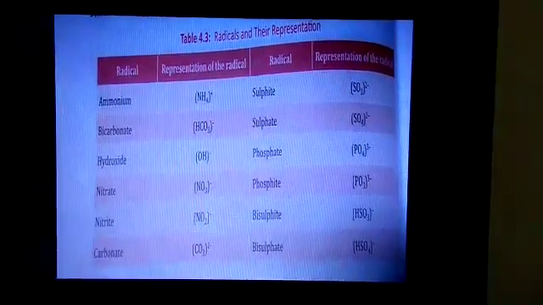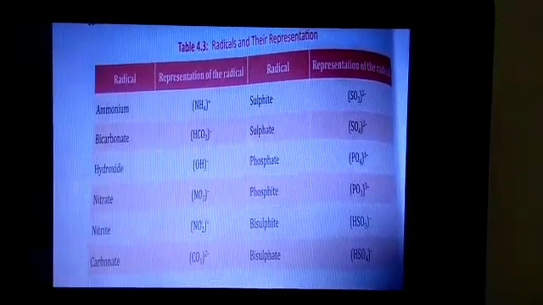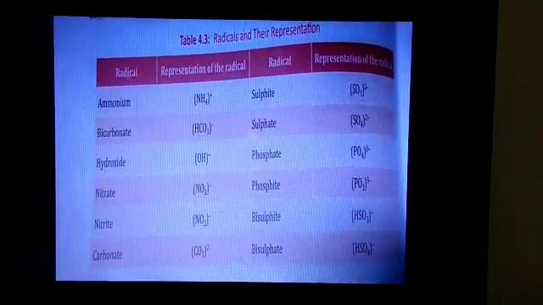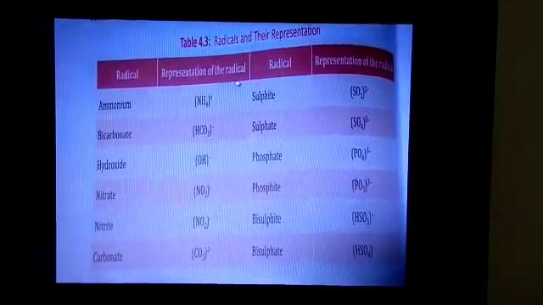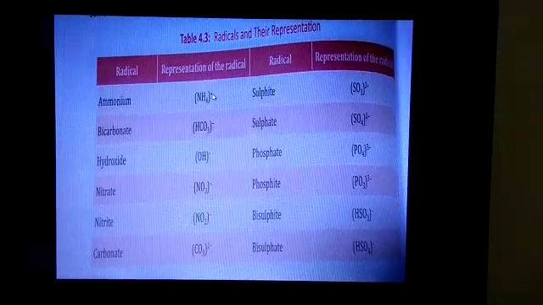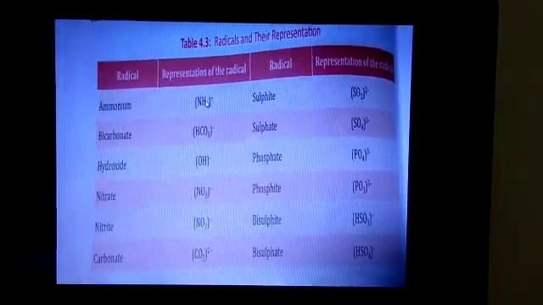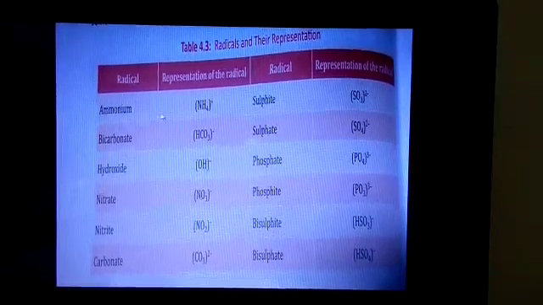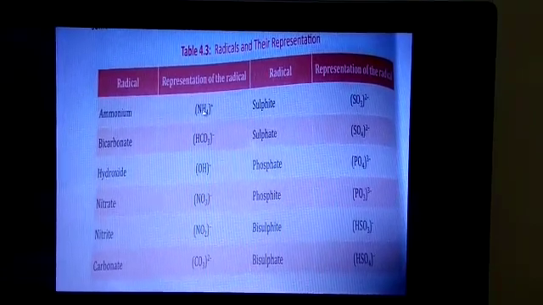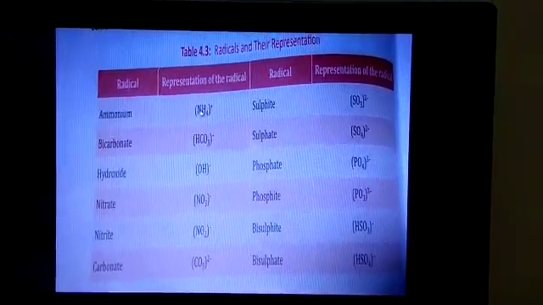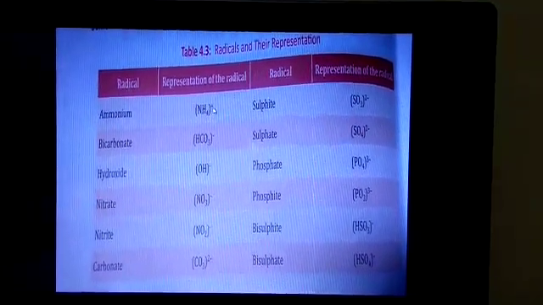Some examples are here: ammonium, NH4+, and bicarbonate, HCO3-. You can see here, students, this plus one charge is for the whole ion, for hydrogen as well as for nitrogen, because the ammonium ion is made from nitrogen and hydrogen. That's why the bracket is given.